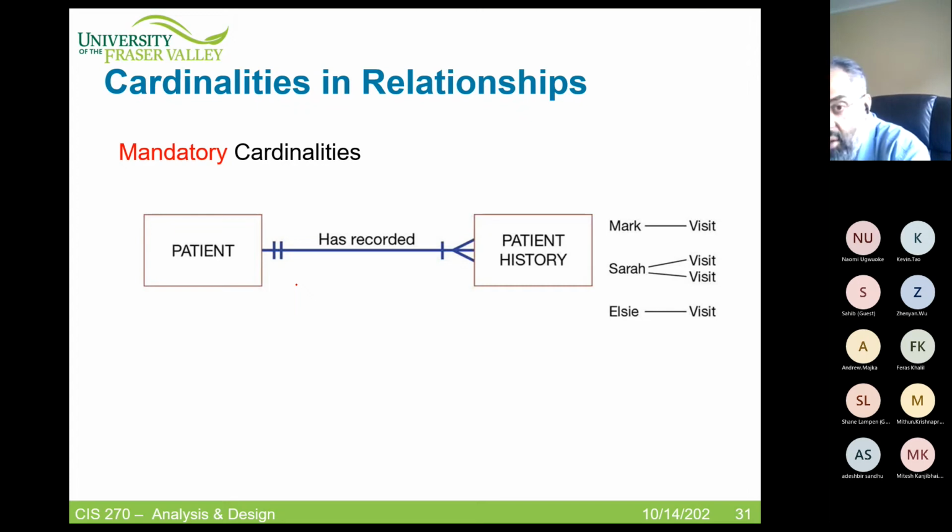Here we will have a mandatory and an optional. Here we have a mandatory. Why mandatory? There's no patient without a patient history. I can't say this is a patient in our hospital or our clinic and he has never been here. That never happens. So in order to be a patient, he should have a patient history. Okay.